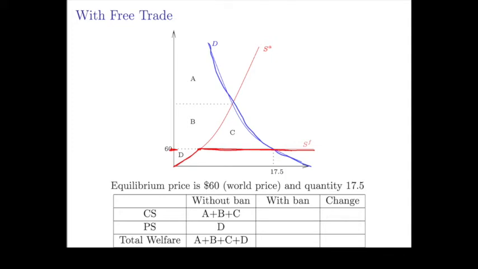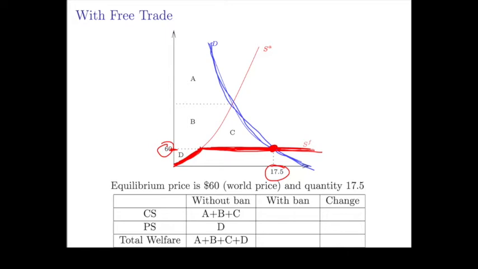So the market supply is going to be, you follow the American supply up to the price of 60, and at the price of exactly 60, foreign suppliers will give you any quantity you want. So the equilibrium is going to be where the domestic demand curve crosses this market supply. If we solve that, we would find that the equilibrium price without a ban on imports would be 60, and the equilibrium quantity would be 17.5.